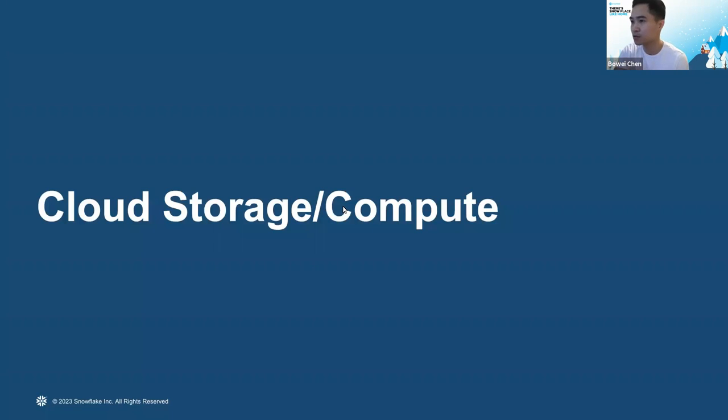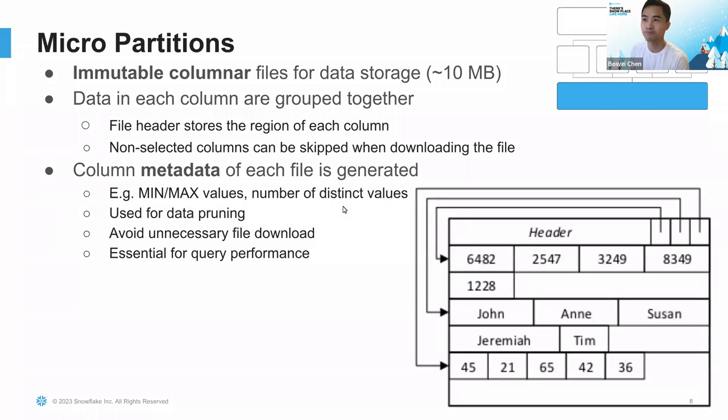So let's first get to cloud storage. Micropartitions are immutable columnar files for data storage on cloud storages. They are usually tens of megabytes each. And they are columnar, meaning that data in each column are grouped together. There's a file header, as you can see in the diagram, and the file header stores the region of each column. When we download the file, we first download the file header to figure out where each column is, and then based on the query, we can skip the download of non-selected columns.